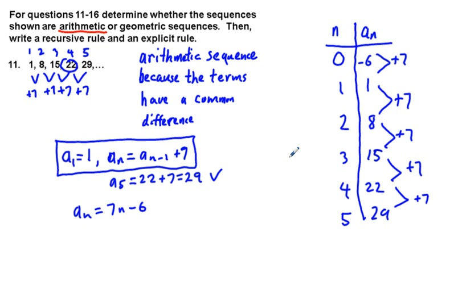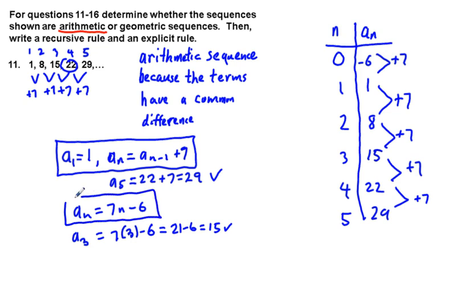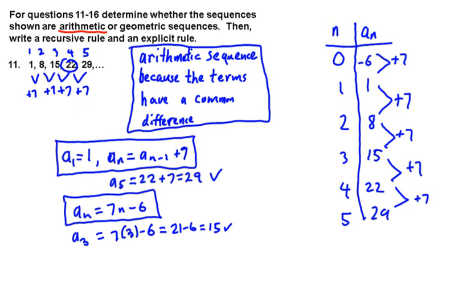To test it out, we can take any term. If we want a sub 3, it should be 7 times 3 minus 6, which is 21 minus 6 equals 15. Is that correct? Check. So this will be our explicit rule for number 11. So yes, arithmetic sequence, very good. Let's go on to number 12.